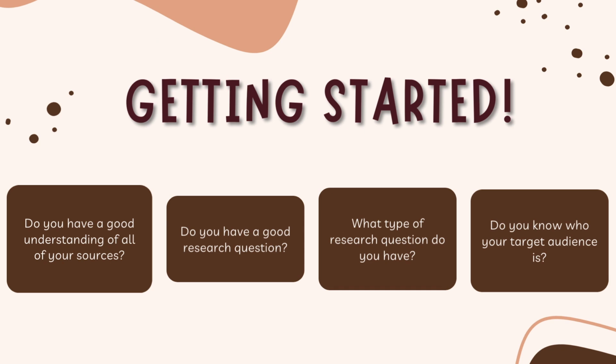through 3, and we should be able to answer all of these now, since in part 1 we had a good understanding of all our sources. We discussed the research question. In part 3, we discussed the research question type. And finally, do you know who your target audience is? And we can find this out through our themes. Now, let's get into the final theme chart.